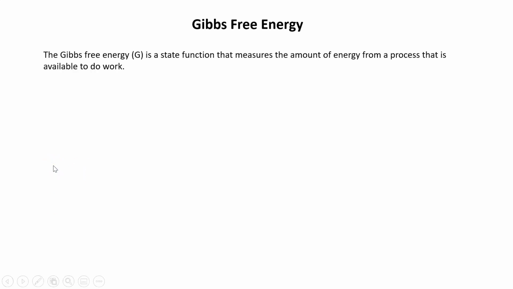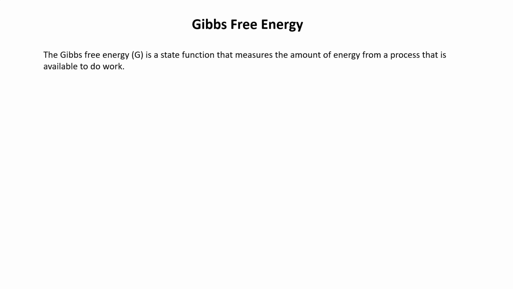Okay, so the last part of this lecture is going to get into the idea of Gibbs free energy. So Gibbs free energy is a state function. Okay, so enthalpy is a state function, entropy is a state function. Gibbs free energy is another state function, and it measures the amount of energy from a process that is available to do work.